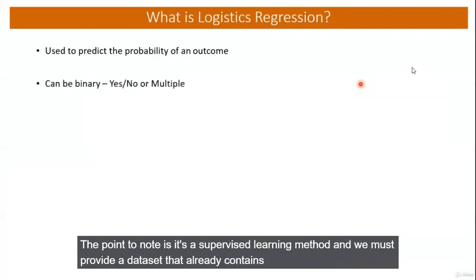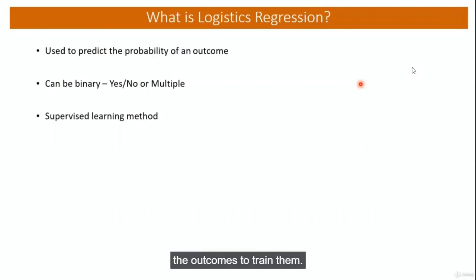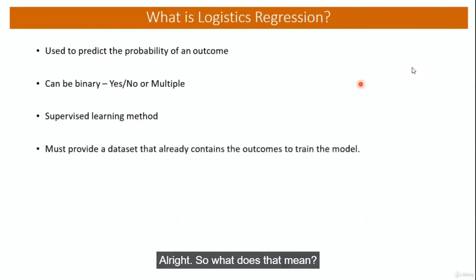The point to note is it's a supervised learning method and we must provide a data set that already contains the outcomes to train the model. Alright, so what does that mean?